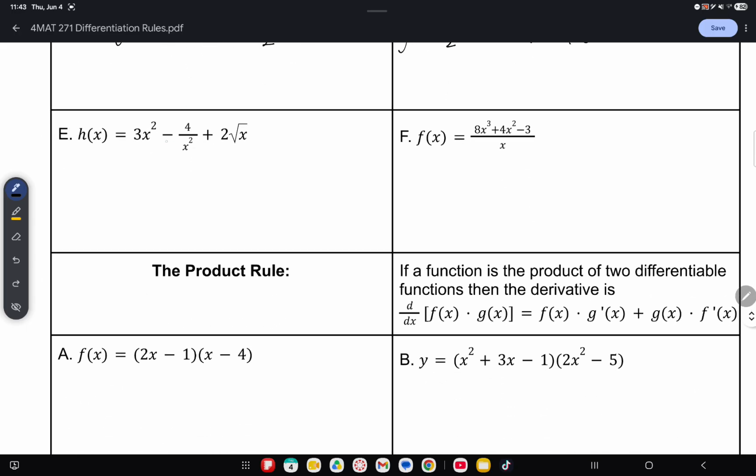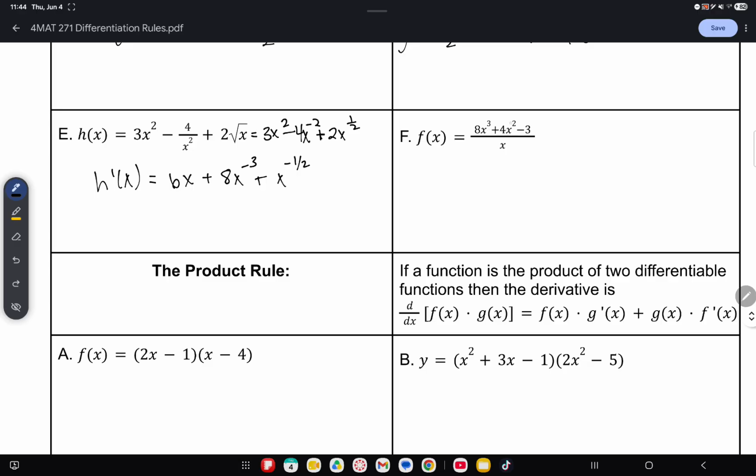All right, I'm going to rewrite this one as 3x squared minus 4x to the negative 2 plus 2x to the 1/2. Then I'll do a derivative. So h prime of x is 6x plus 8x to the negative 3 plus x to the negative 1/2, because 2 times 1/2 is just going to be 1. All right, I don't have a rule just yet. It'll come in a couple minutes.